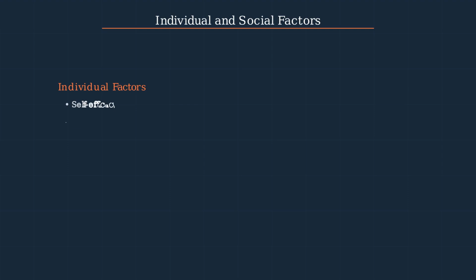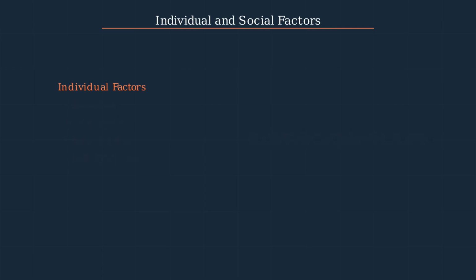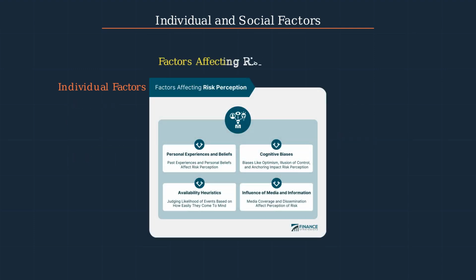In general deterrence theory, understanding individual and social factors is crucial for effective interventions. Individual factors like self-efficacy and risk perception strongly influence how people respond to deterrence measures. Risk perception is especially important as it's influenced by personal experiences, cognitive biases, availability heuristics, and media influence.